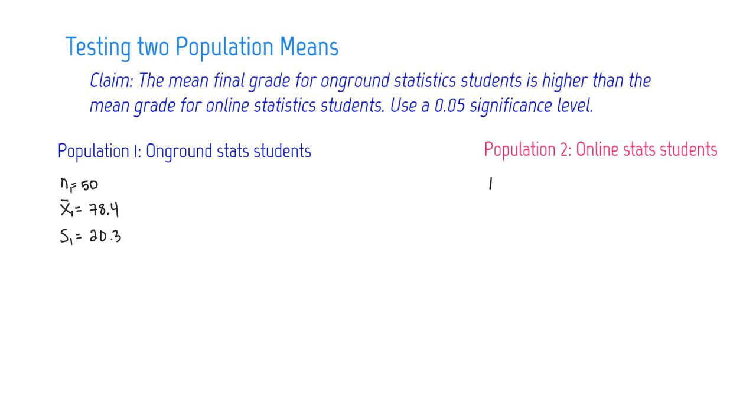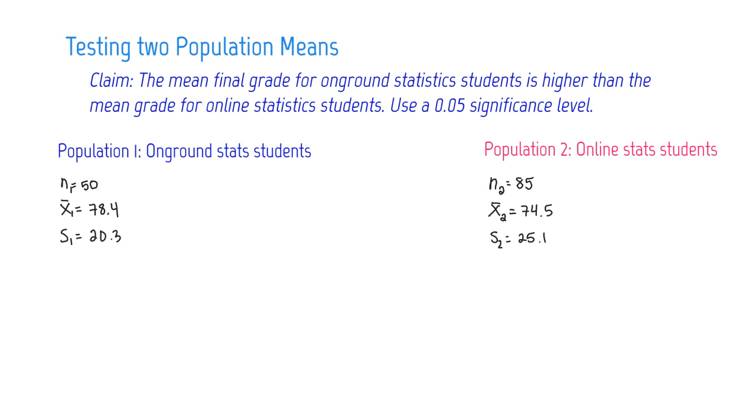So let's say I collected a random sample of size 85 from my online students, and I found their sample mean grade, so x bar sub 2, to be 74.5, and their sample standard deviation to be 25.1. And again, I'm putting a subscript of a 2 on each of these statistics to indicate that they are coming from the second population. Now our job is to go ahead and decide what are our hypotheses.